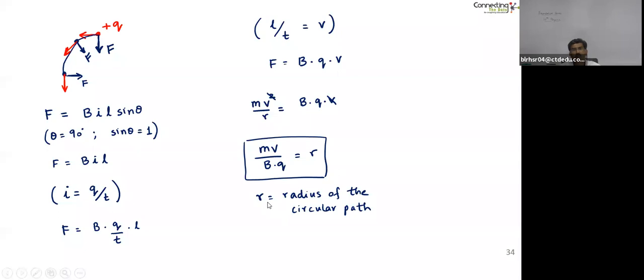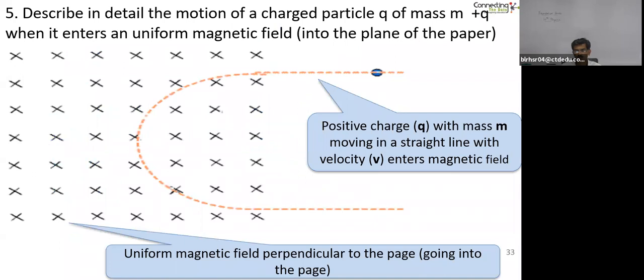Let's see what actually happens in this illustration. You can see that at all times, when the charged particle is here, the force is in this direction. When the charged particle is here, the force is in that direction. The force is always equal in magnitude, but directed towards a center which is around here, and therefore it is circular motion. So this is a description of the motion of the charged particle when inside the magnetic field.